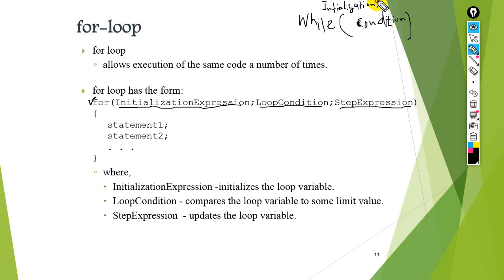For example x, y: x is equal to 1, y is equal to 3, any value. So this is initialization. So the initialization is first and then we have the condition, and inside the while loop body we are doing the increment or decrement. For example x plus plus or x minus minus.